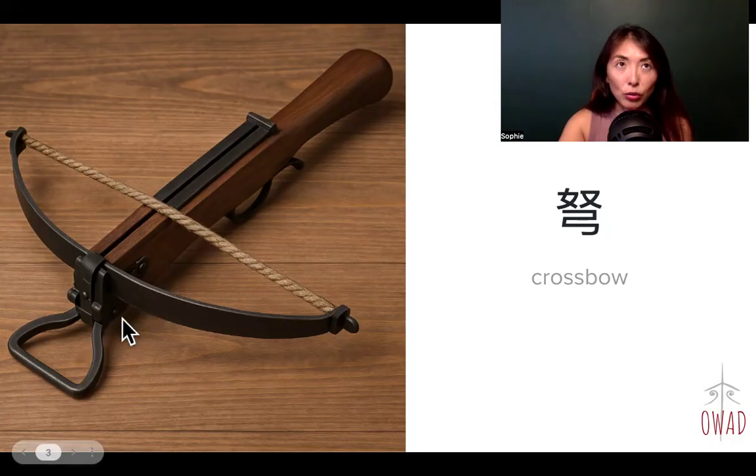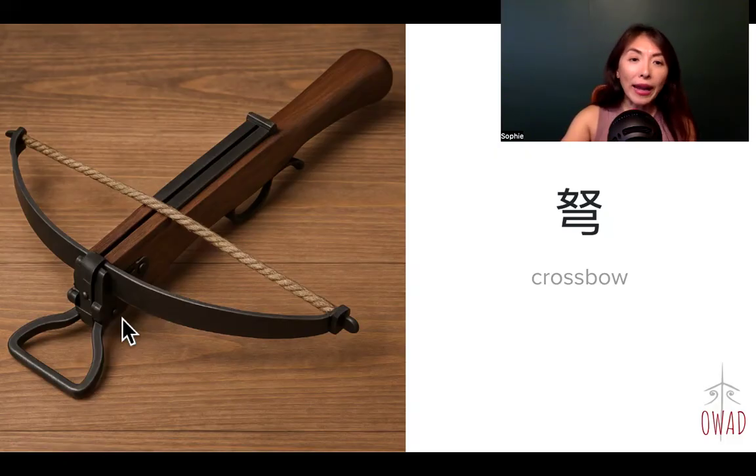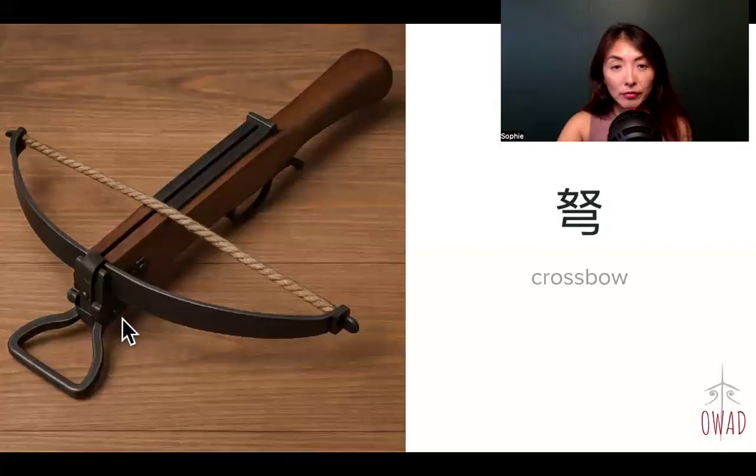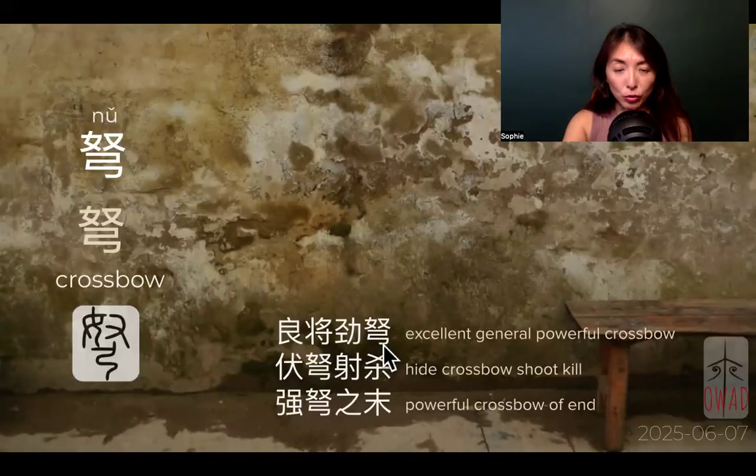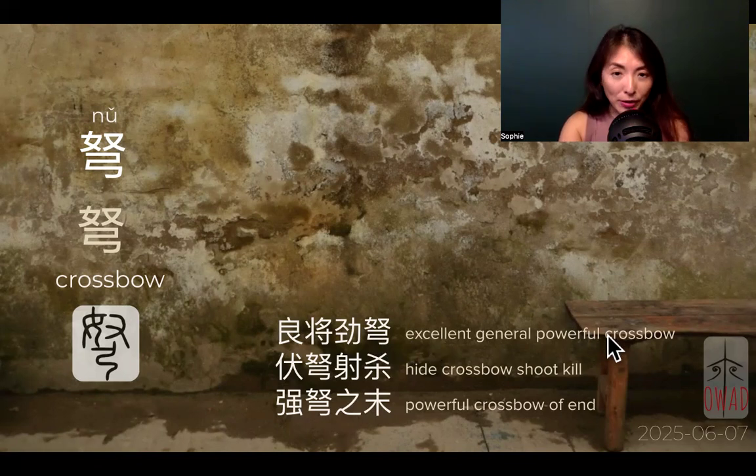And also you don't improvise shoot. You aim, get it loaded ahead of time and shoot. And that way it's more powerful. Okay, so we have a few expressions. 良将劲弩. So we're talking about both the army and the weaponry here.